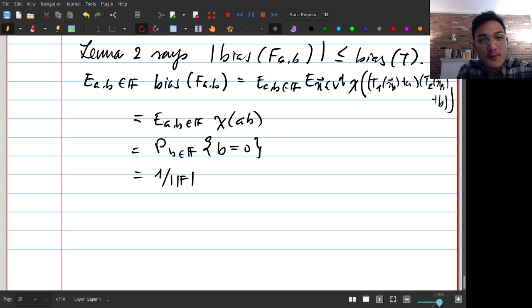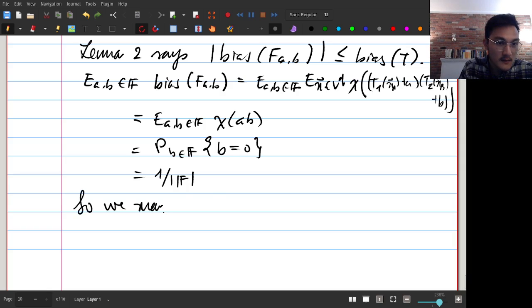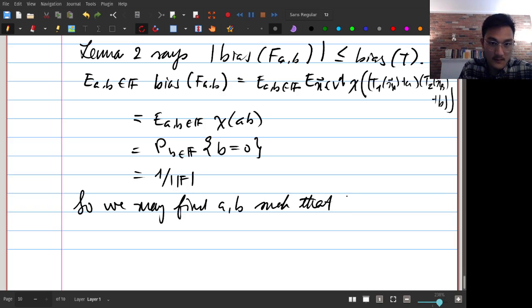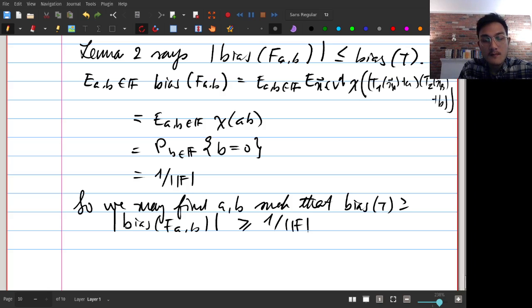Meaning, sorry, if you pull the A inside that thing, the expected value overall of A of chi of AB is non-zero when B is equal to 0. So that's what I meant to say there. Okay, so we may find A, B such that bias T is greater than or equal to bias F AB, which is greater than or equal to 1 over size of F, and that's all we need.